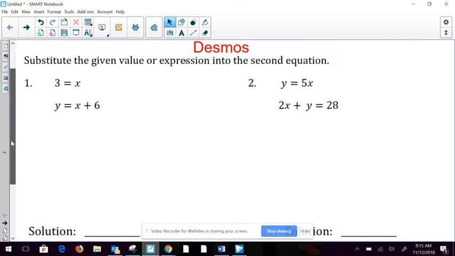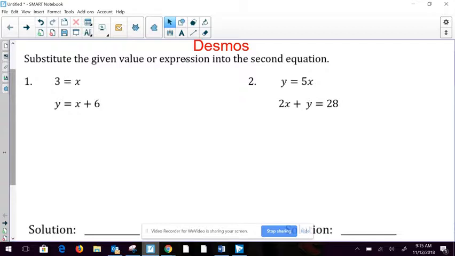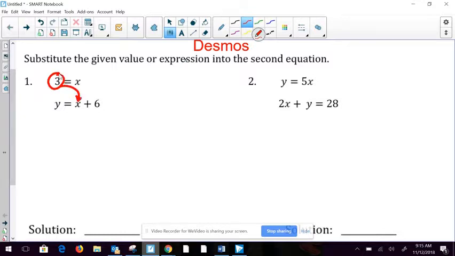The first equation is 3 is equal to x. My second equation is y is equal to x plus 6. So what I'm going to do is take what x is, a 3, and substitute it into my second equation for x. So instead of saying y is equal to x plus 6, I'm going to say y is equal to, what is x? 3. Good. Plus 6.